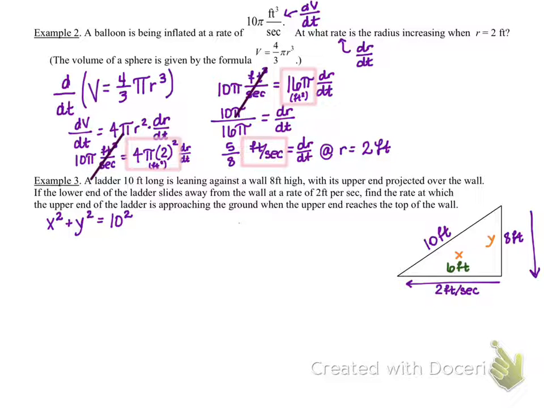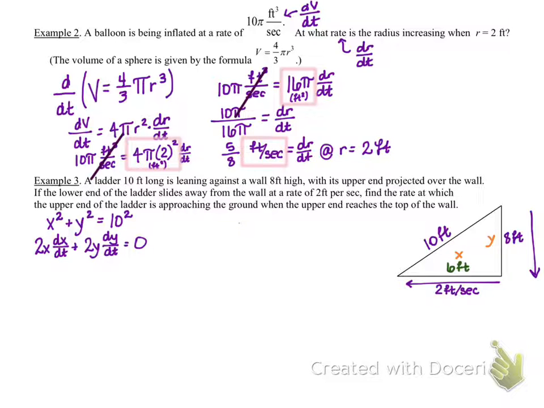If the lower end of the ladder slides away from the wall at a rate of 2 feet per second, find the rate at which the upper end of the ladder is approaching the ground when the upper end reaches the top of the wall. So we have 2x dx/dt plus 2y dy/dt equals 0. That ladder is not changing.